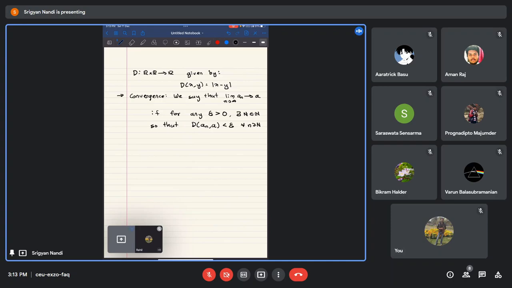So again, we have done nothing really new here. We have just stated the whole thing again in terms of distance to emphasize how important the notion of distance is in defining these things.